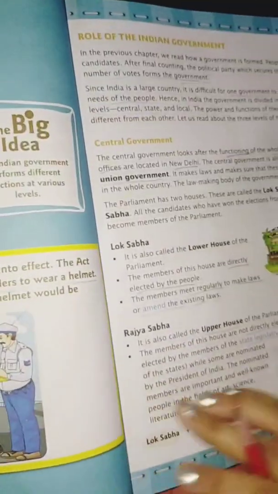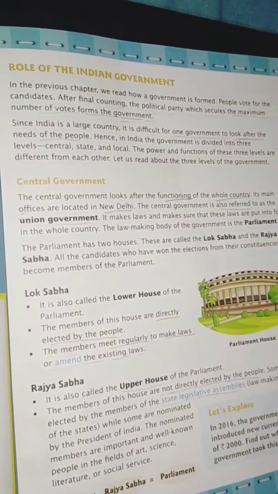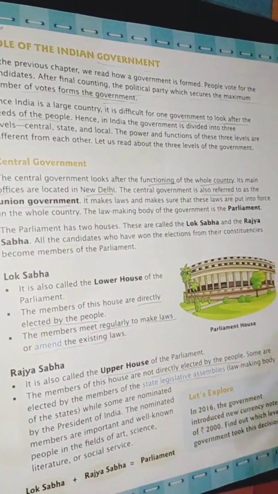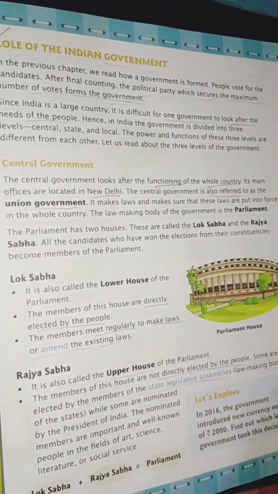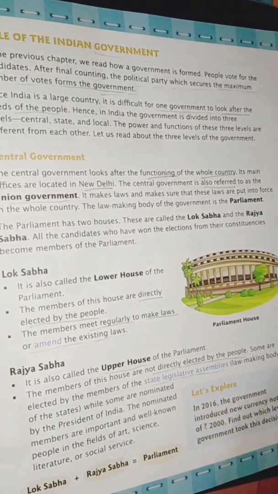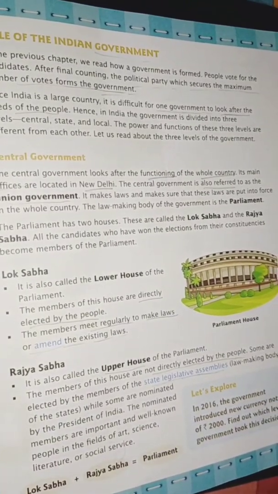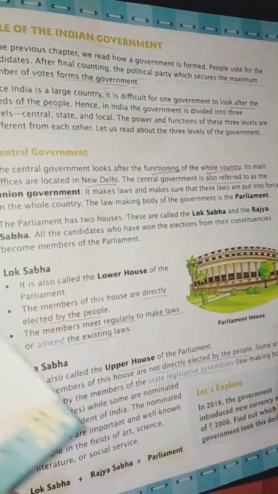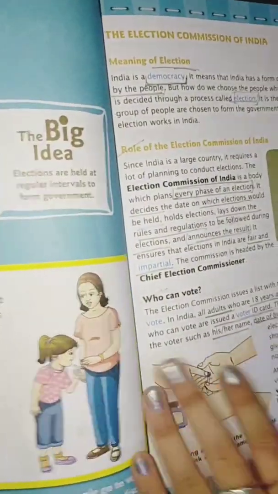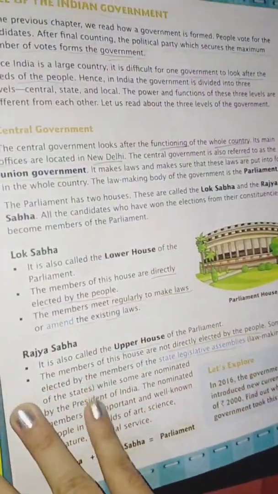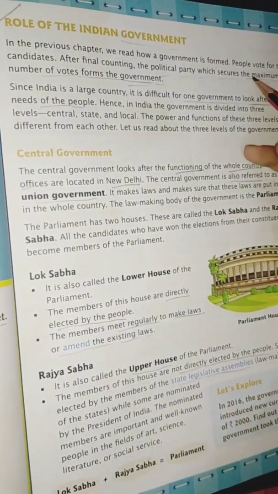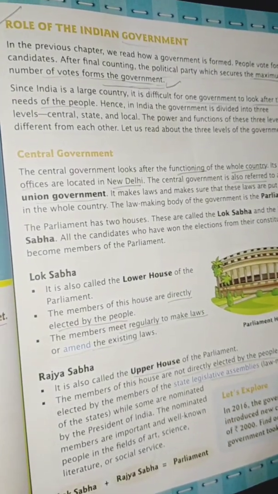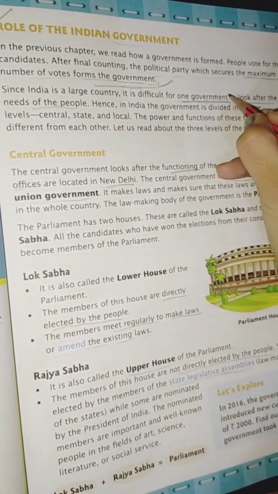Moving further, now we are going to start with our first topic, the role of the Indian government. India, we all know, is a vast country, a huge country. A number of people are living there. As we discussed in the previous chapter, election, a party who won the maximum number of seats became the government or formed the government. Similarly, India is a vast country, so it is very difficult for one government.